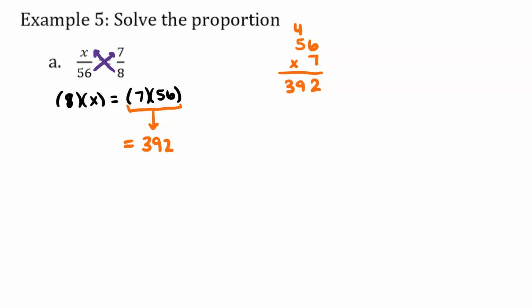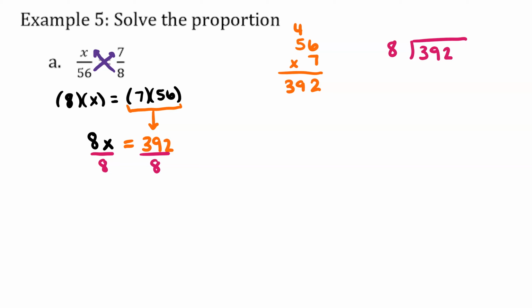Now on the other side, I have 8 times x, which is just 8x. Now, the thing we don't know is x, and we need to isolate it by dividing. So I'm going to divide both sides by 8. Now again, that's something I'm not quite sure what the answer is, so I'm going to have to do that math. I'm going to have to do 392 divided by 8.